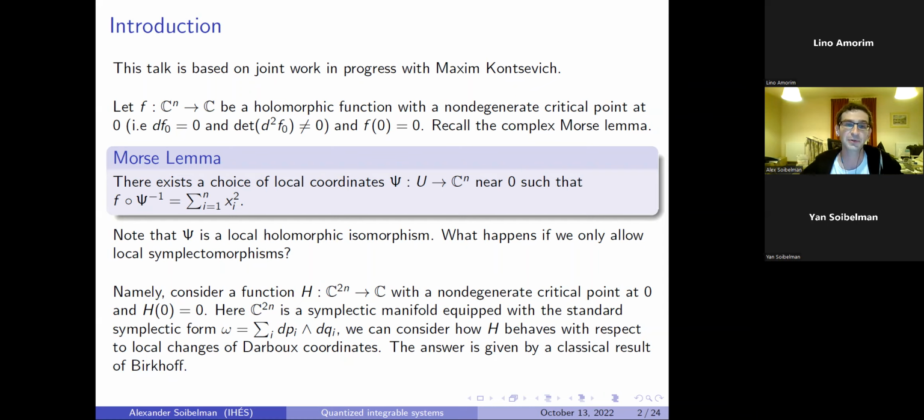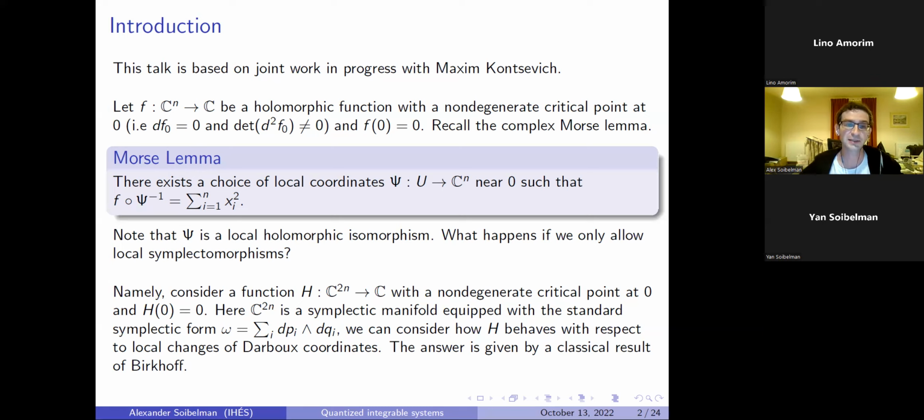To set it up, I'm going to have a function h going from C^2n to C. Once again, it has a non-degenerate critical point at 0, and the value of the function at 0 is 0. Now C^2n has a symplectic form, which in these coordinates p_i and q_i is going to be written like this.